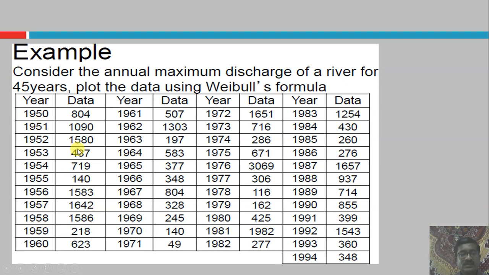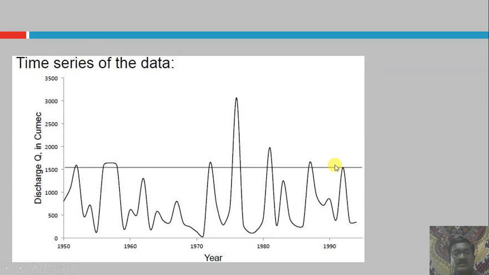Year-wise discharge data is given, whatever the unit is. For example, in 1950 it is 804, and likewise in 1994 it is 348. So the annual maximum discharge of the river for 45 years is given here. What is important is that you must have the data. Then it is plotted as a time series: the year is on the x-axis and the discharge is plotted on the vertical axis, from the data.